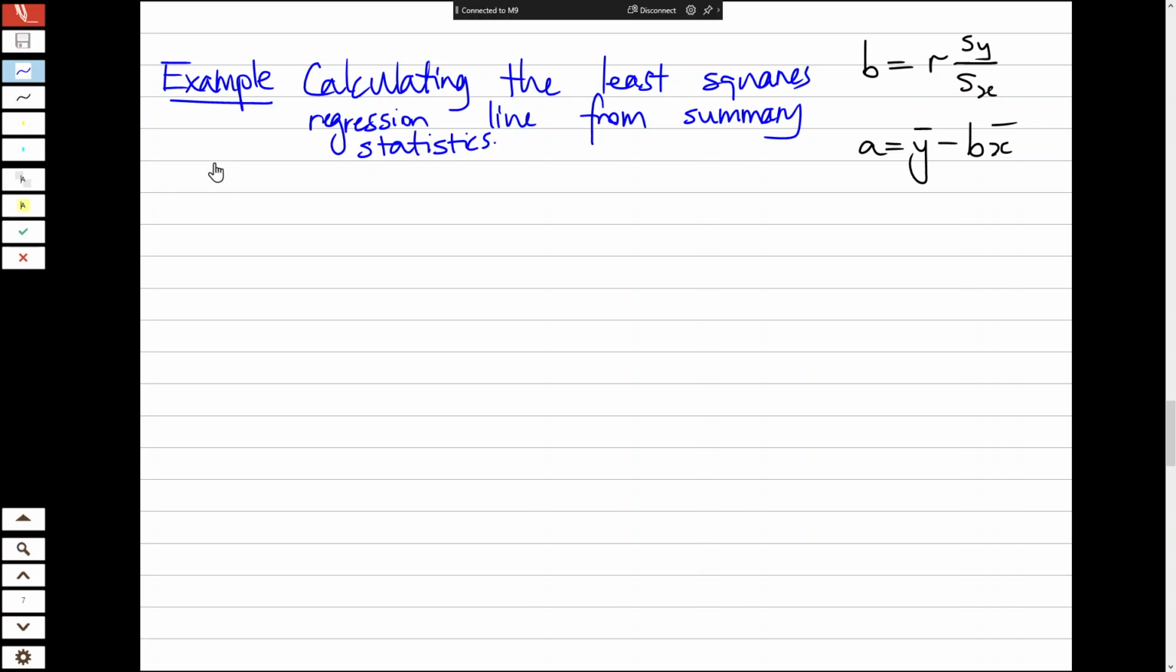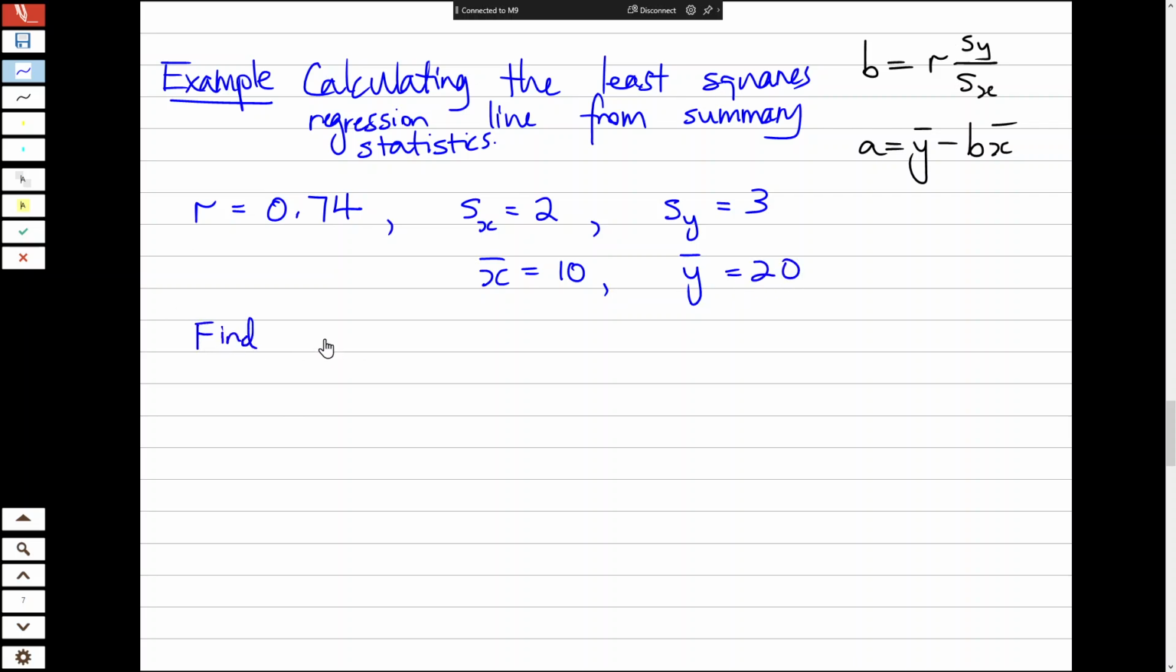Okay, so here's the setup. So suppose I tell you that R has some number and my prompt for you is to find the equation of the linear least squares regression line.